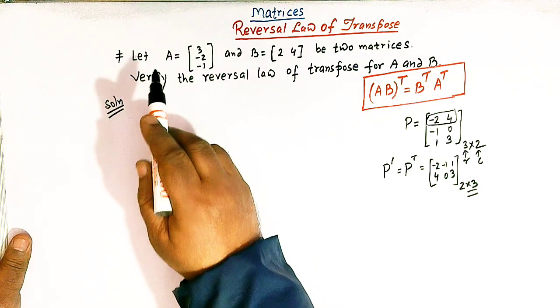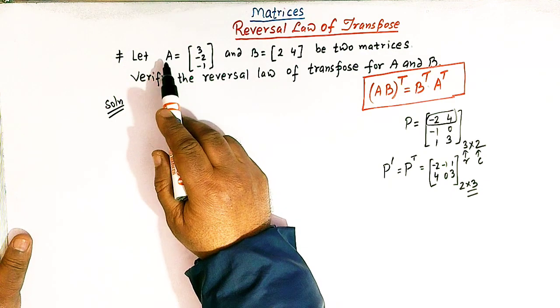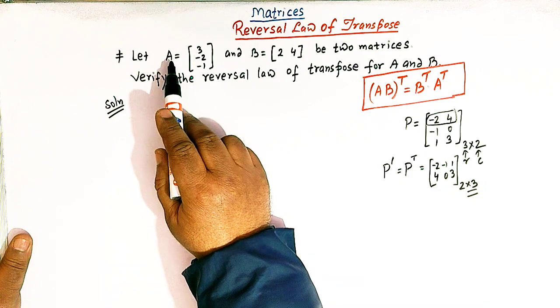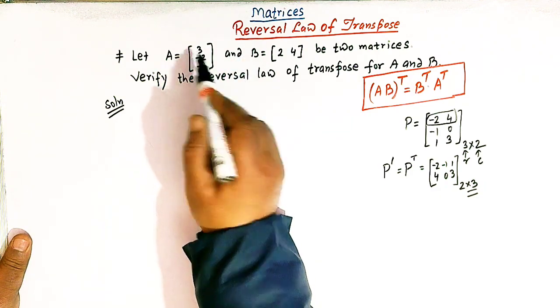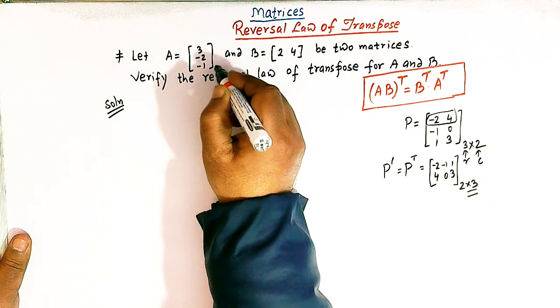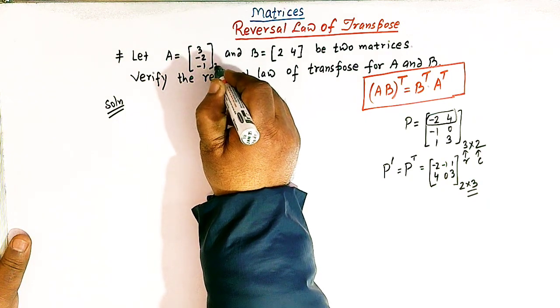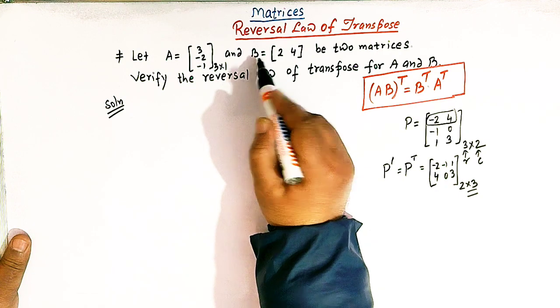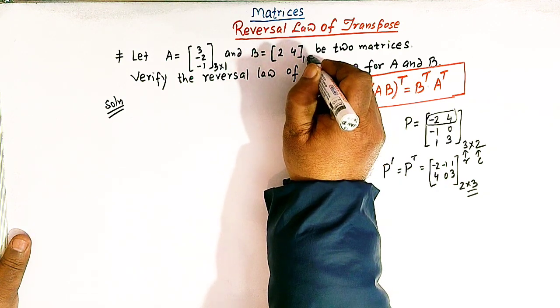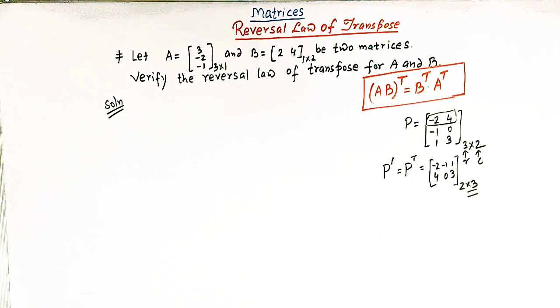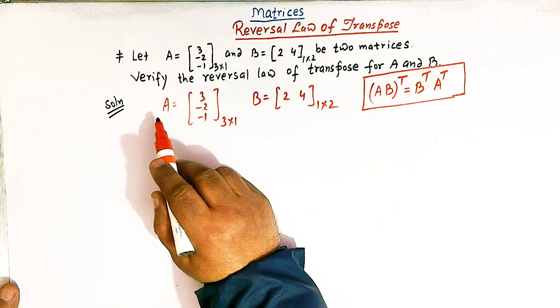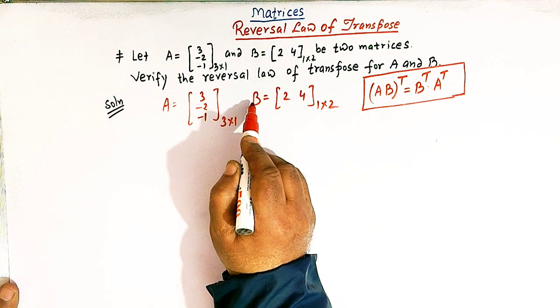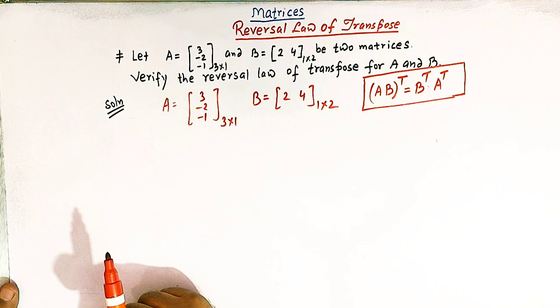So now let us come to our problem in which we are given two matrices A and B. Here we can see that the matrix A is a 3 cross 1 matrix, so we have three rows and one column, and the matrix B has one row and two columns. So now the matrices A and B are conformable for multiplication.